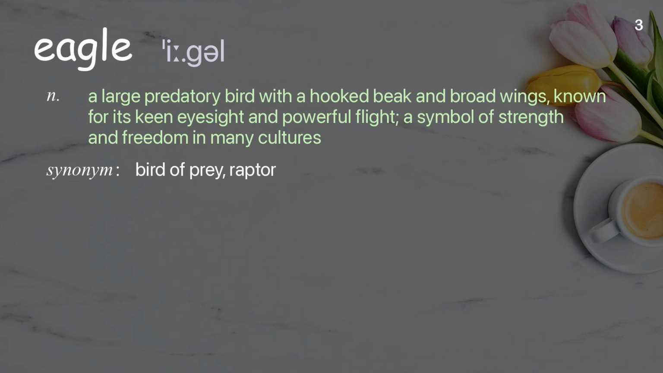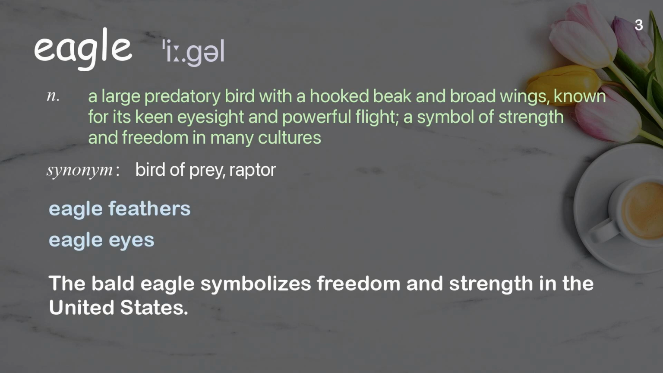Eagle. A large predatory bird with a hooked beak and broad wings, known for its keen eyesight and powerful flight; a symbol of strength and freedom in many cultures. Examples: Eagle feathers. Eagle eyes. The bald eagle symbolizes freedom and strength in the United States.